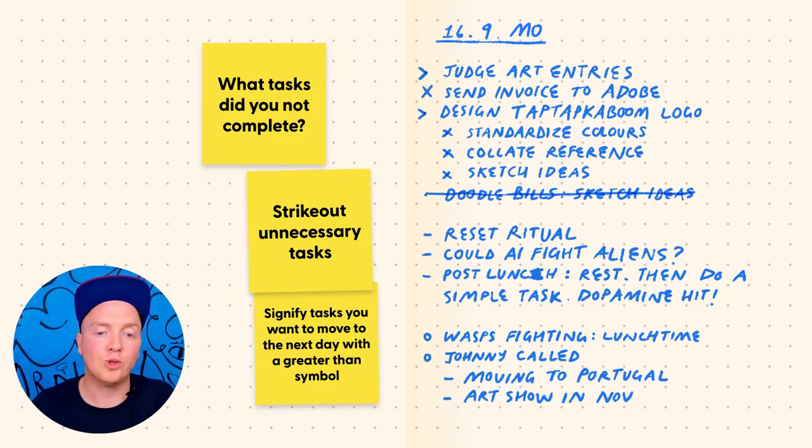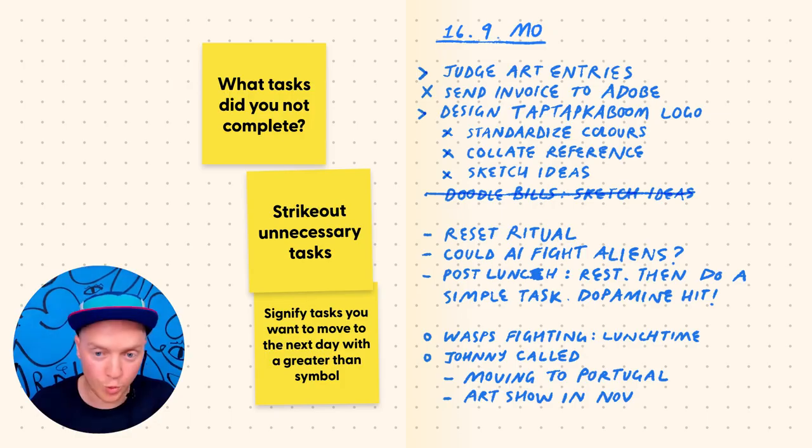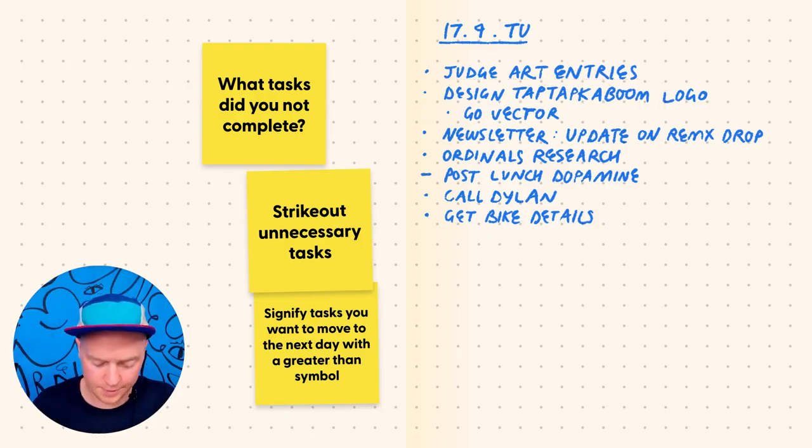So I'm going to strike out the unnecessary tasks. I actually don't want to do that project, so I'm going to strike it out. And then I signify tasks that you want to move to the next day with a less than symbol. So judge art entries, I want to move that to the next day. Design TapTapKaboom logo, I'm moving that to the next day too. And here, you don't need to know where it's gone. You just need to know that you have moved it on. And on the 17th, which is the next day, you write it again. So I write judge art entries and design TapTapKaboom logo. I've got go vector as a task under there too. All right, that's kind of what it looks like without the red underlines.